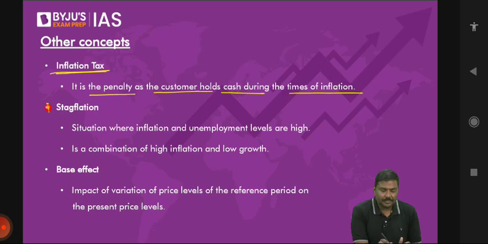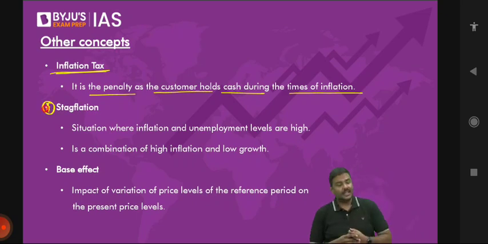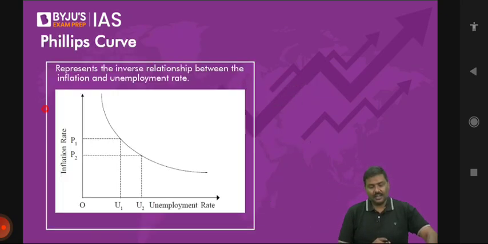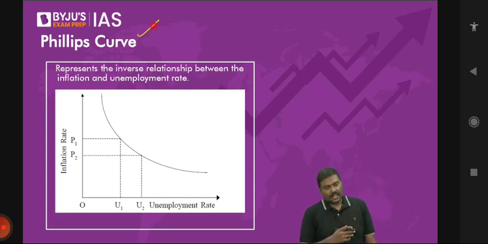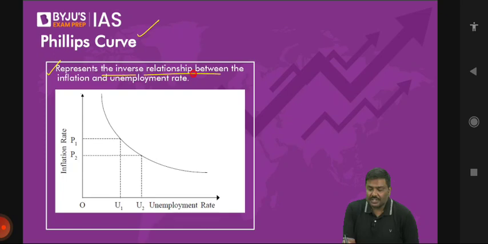Before explaining stagflation, let me show you this. Focus on this curve now. Focus on the graph. Phillips curve. What is the Phillips curve? I've given the definition here. Phillips curve represents the inverse relationship between inflation and unemployment rate. And I'll explain it. Follow the discussion.